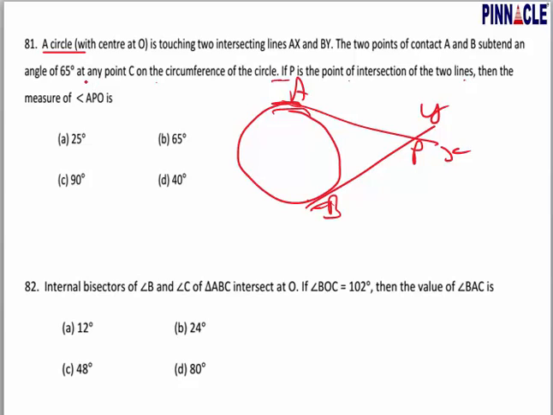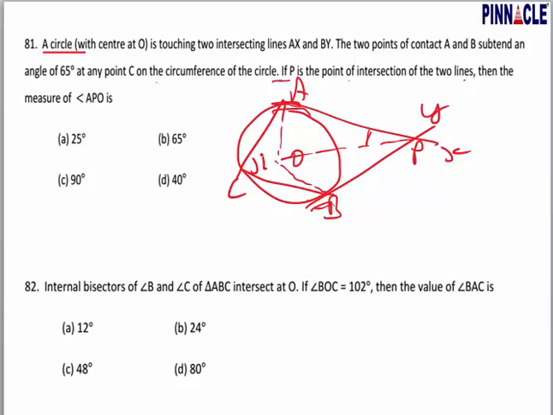Subtend an angle 65 at any point C on the circumference. This is the circumference; let's take C. If P is the point of intersection of the two lines, and O is the center, you can take the center here as O. Now we have to find angle APO, the value of this.